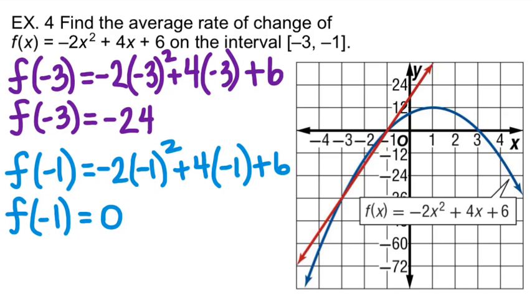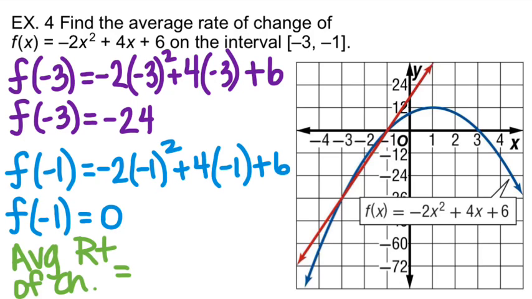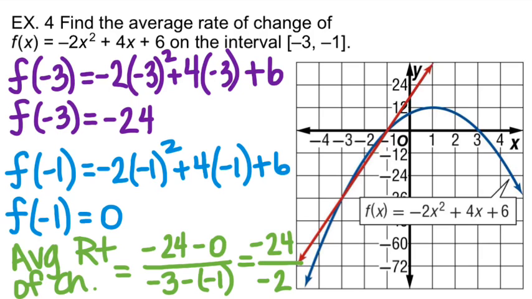So those two answers that I just got are actually the y values. What I plugged in was the x values. So when I find the average rate of change, I'm going to start with the y values. I'm going to do y minus y over x minus x. So -24 minus 0 over -3 minus a -1. This is going to simplify to -24 over -2, which is equal to 12. So that means the average rate of change between -3 and -1 on this function is equal to 12. Or if I calculated the slope of the secant line, it would be equal to 12. It rises 12 and runs 1.